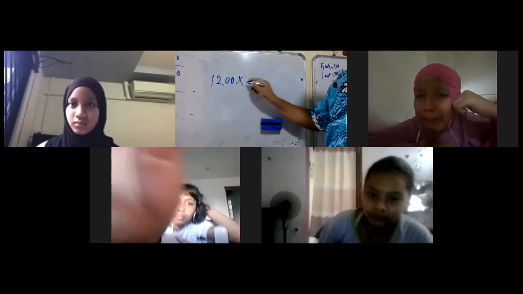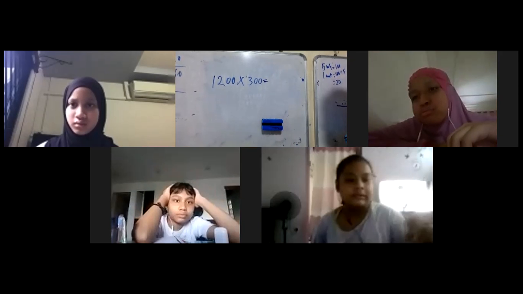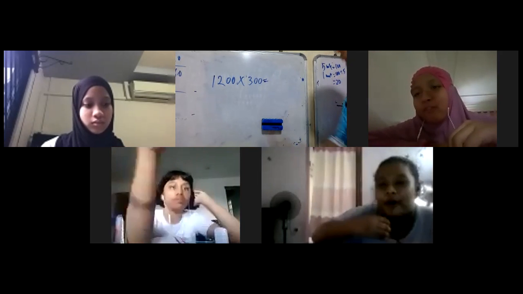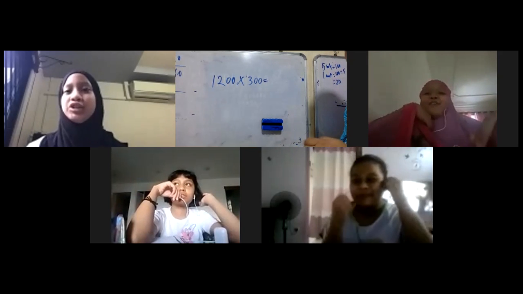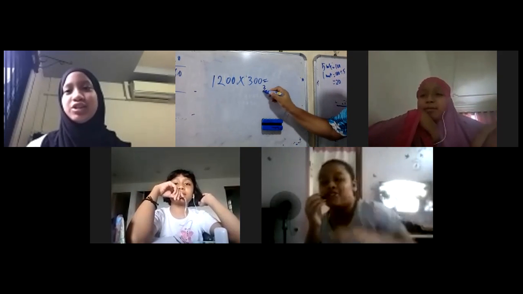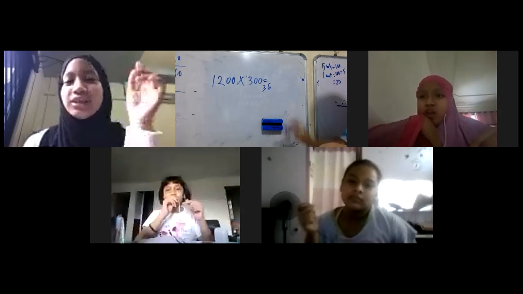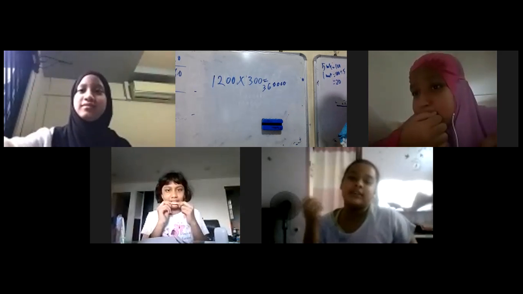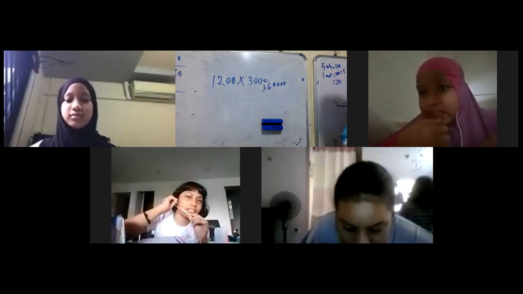What is times? Times 40. 4. Correct. It's times, not divide. 4 million, 360. Is it correct? 360. I think so. Yes, correct.